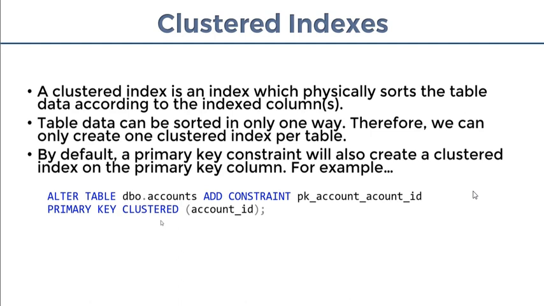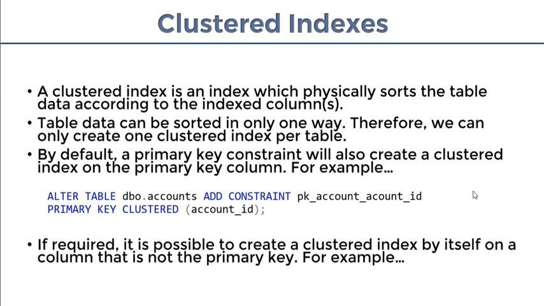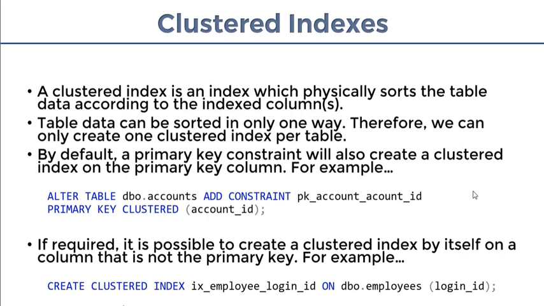By default, a primary key constraint will also create a clustered index on the primary key column. For example, alter table dbo.accounts add constraint, the constraint name, and primary key clustered. If required, it is possible to create a clustered index by itself on a column that is not the primary key. For example, like this you can create clustered index, index name, on the table and the column you want.